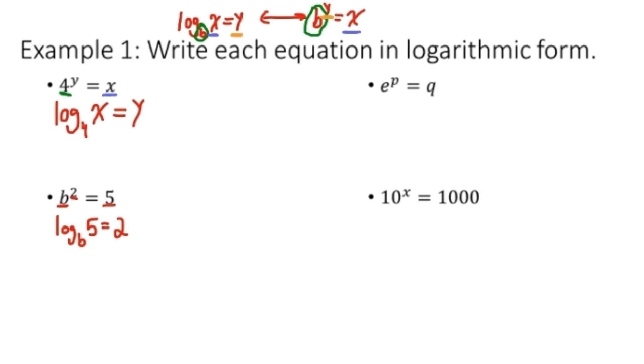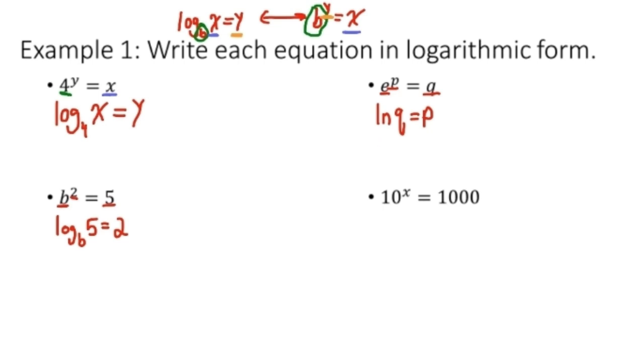Next, we're going to write e to the p equals q in logarithmic form. Here, our base is e, so we're not going to write log base e. Remember, e is one of the two special bases. Instead, we're going to write natural log. Now, the input into our logarithm is the output of the exponential form. Since q is the output in the exponential form, q is the input in the logarithmic form. And the natural log of q will equal the input in the exponential form, which is p. So e to the p equals q is equivalent to the natural log of q equals p.